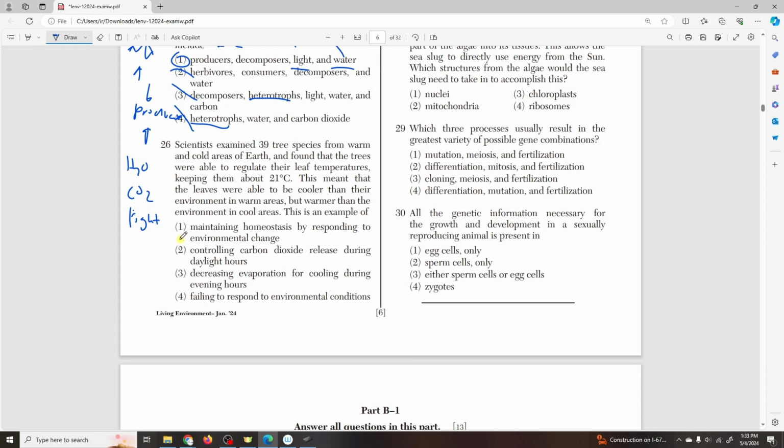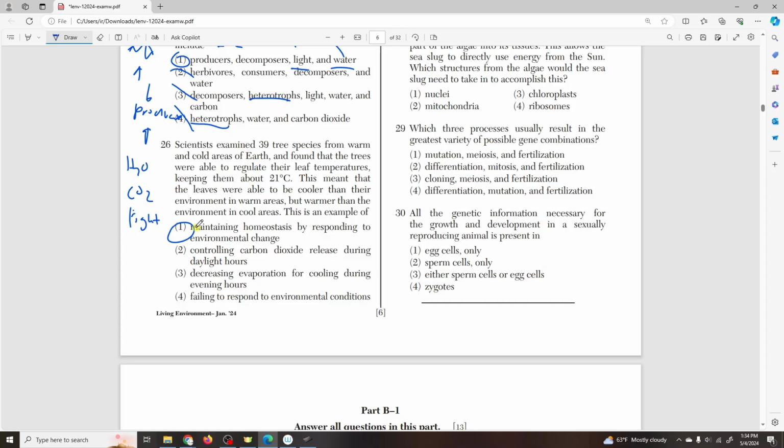Number 26 says a scientist examined 39 tree species from warm and cold areas of the earth and found that the trees were able to regulate their leaf temperatures, keeping them about 21 degrees Celsius. This meant that the tree leaves were able to be cooler than the environment in warm areas, but warmer than the environment in cool areas. This is an example of what? This is an example of maintaining homeostasis by responding to environmental change, right? So you're maintaining homeostasis because you're maintaining your temperature and you're reacting to an environmental change. For example, the day and night cycle.